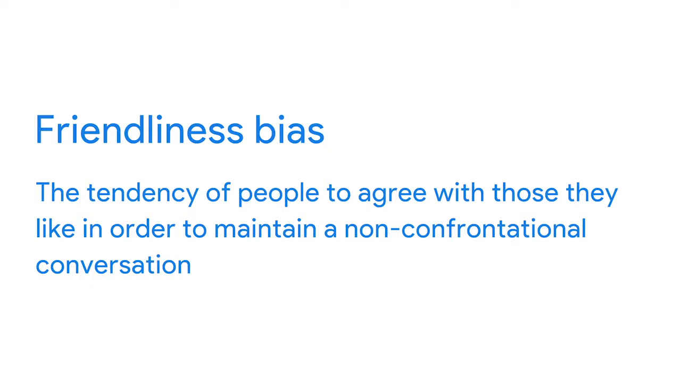Next up, let's chat about another bias, which is often experienced by participants, friendliness bias. Friendliness bias describes the tendency of people to agree with those they like in order to maintain a non-confrontational conversation. As a moderator, if you are too friendly and develop too strong a rapport with participants, there's a chance participants will want to agree with you in order to avoid confrontation. This can stop participants from giving honest feedback.